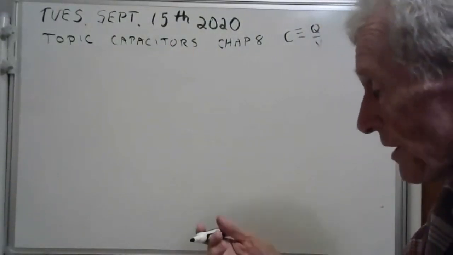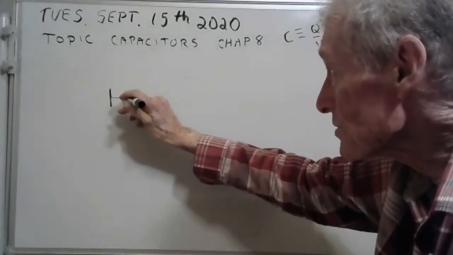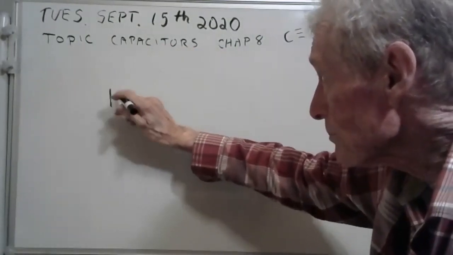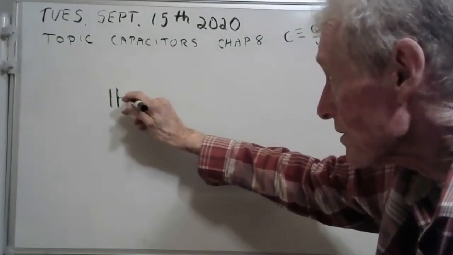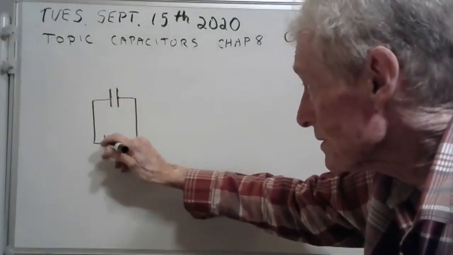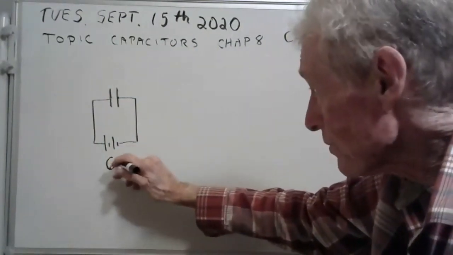Okay, let's suppose you had a capacitor. Oops. Why did I connect them? That's not a good idea. And we'll put our 6-volt battery here. 6 volt.